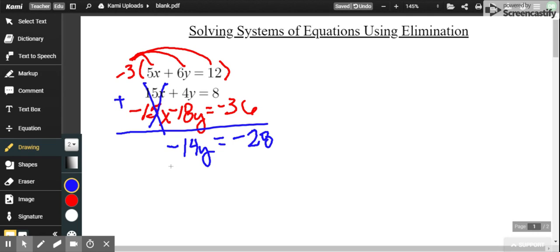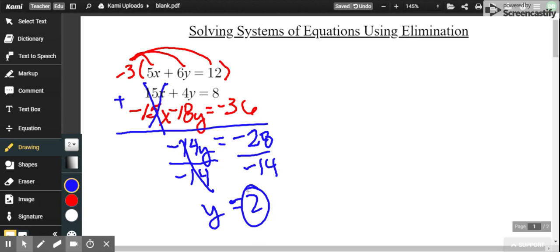So next thing I need to do, I have a negative 14y. Remember that when they're smushed together like that, it's times. So the opposite of times is divide. So I'm going to divide both sides by negative 14. My 14s will cancel on this side, leaving y equals a negative negative, a positive 2. Okay, so y is 2.